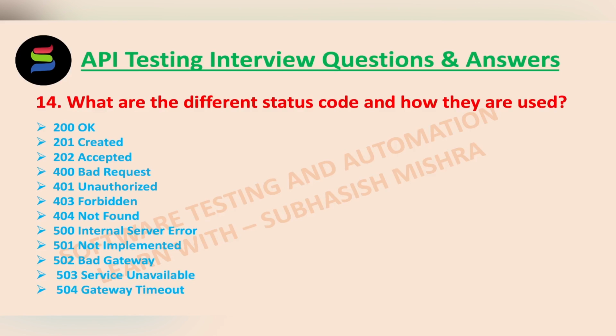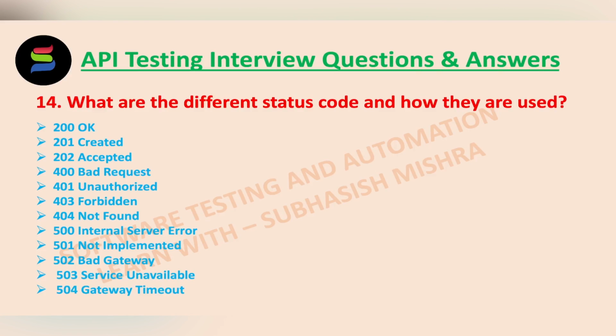Then 501 not implemented, if something is not implemented and we are trying to test that, we will get 501. Meaning if some features are not implemented and we are trying to do that. Then 502 bad gateway, the request was not completed, the server received an invalid response from the upstream server.